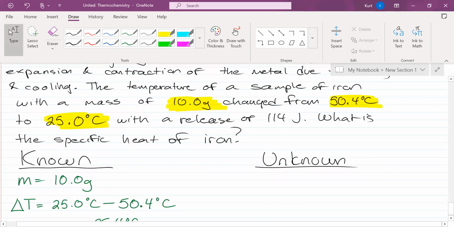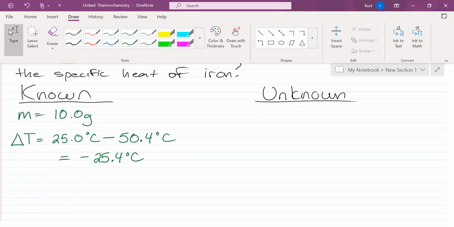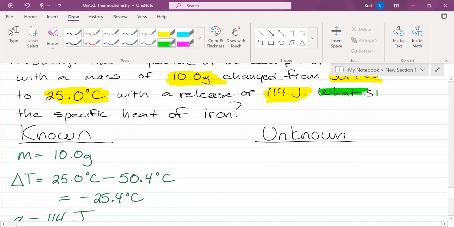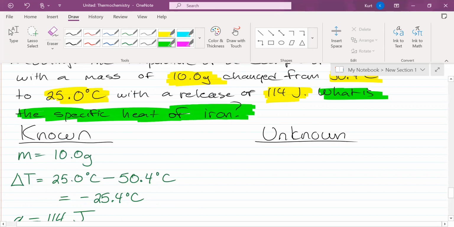And what is the third variable that we are provided here? David? You have Q, which is 114 joules. Very good. So what variable are we trying to find here? It says in the last sentence, you need to find the specific heat. What is the specific heat of iron? So that's going to be C equals, tell me again, someone but Arshan.